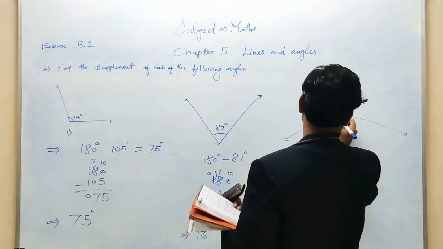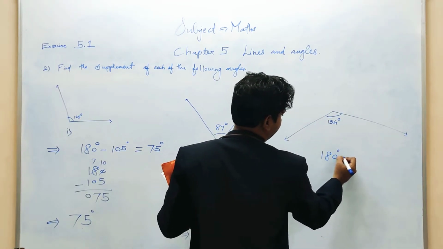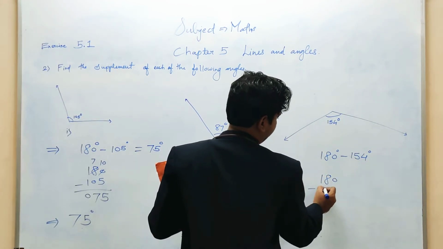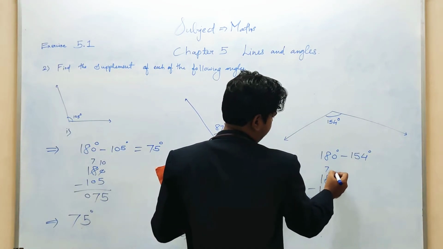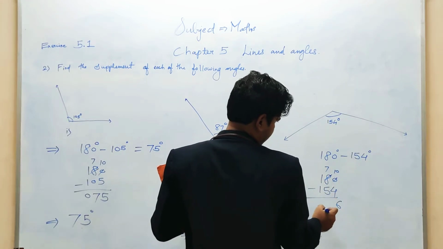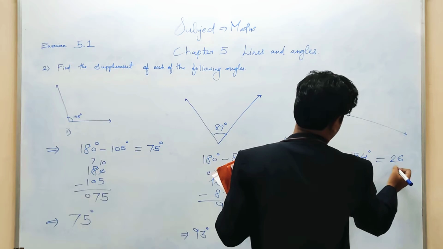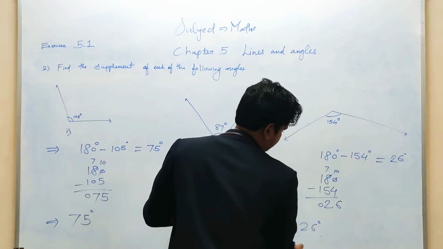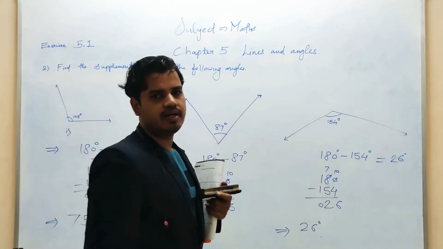This is 154 degree. We have to find out the supplement. So again, what we will do, we will subtract from 180 degree. So 180 minus 154. This will become 7. This will become 10. 10 minus 4 is what? 6. 7 minus 5 is what? 2. 1 minus 1 is 0. So here you get 26 degrees. So 26 degree is your supplement of 154 degree.